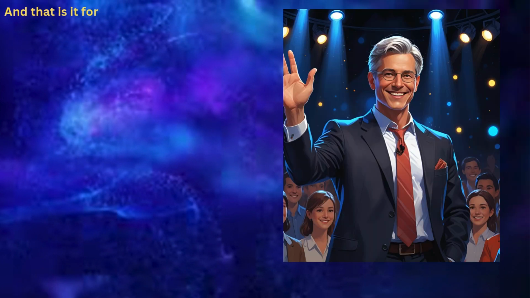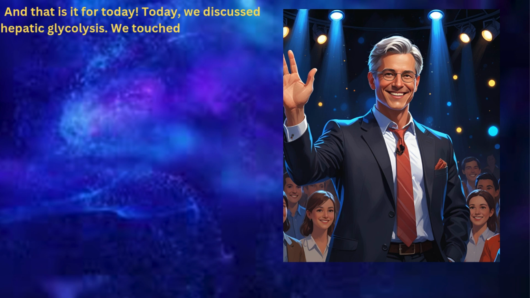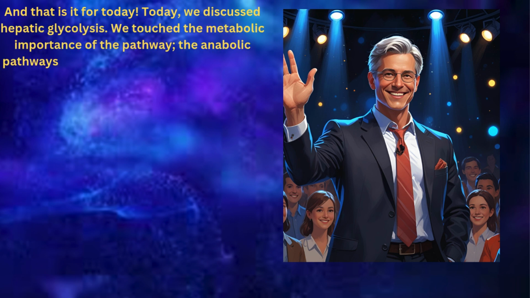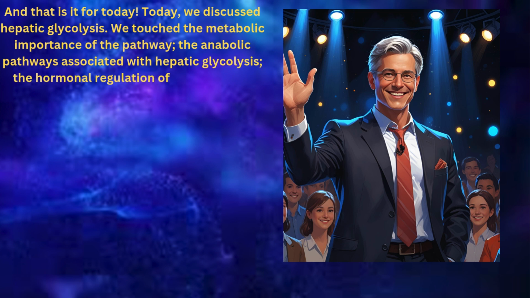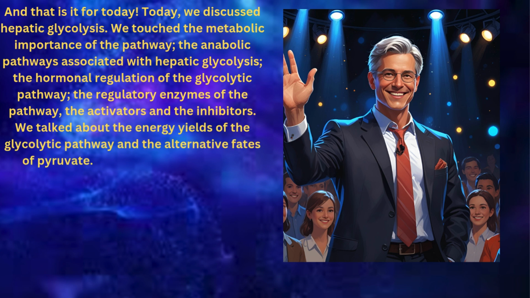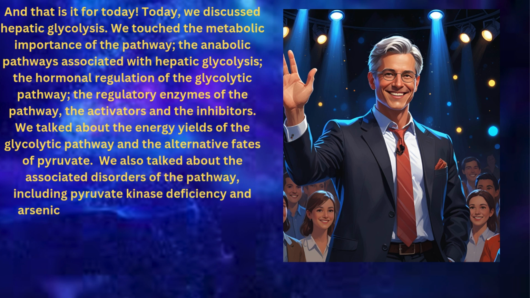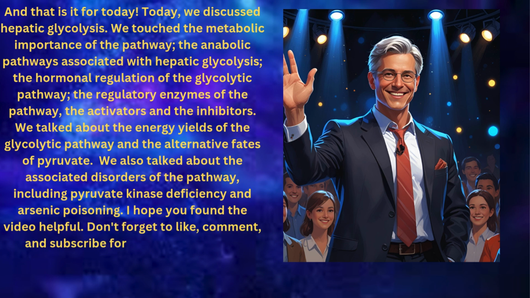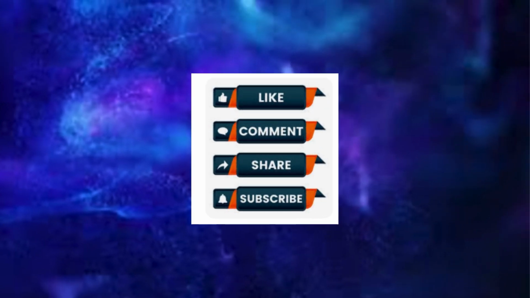And that is it for today. Today, we discussed hepatic glycolysis. We touched on the metabolic importance of the pathway, the anabolic pathways associated with hepatic glycolysis, the hormonal regulation of the glycolytic pathway, the regulatory enzymes of the pathway, the activators and the inhibitors. We talked about the energy yields of the glycolytic pathway and the alternative fates of pyruvate. We also talked about the associated disorders of the pathway, including pyruvate kinase deficiency and arsenic poisoning.